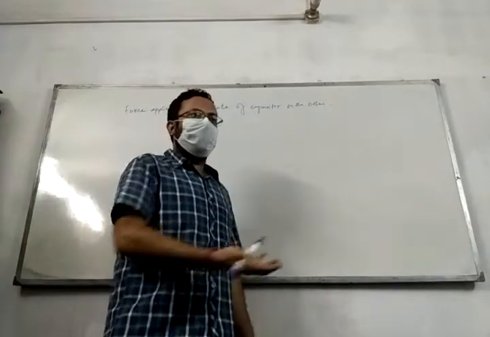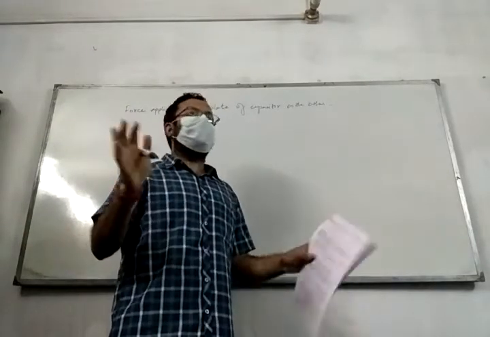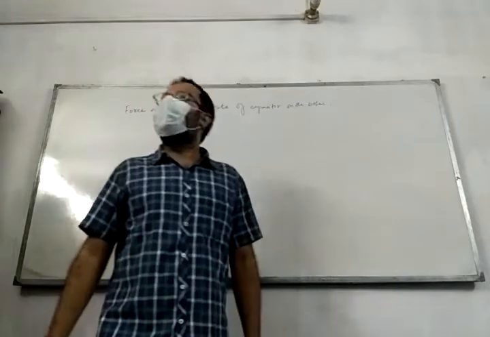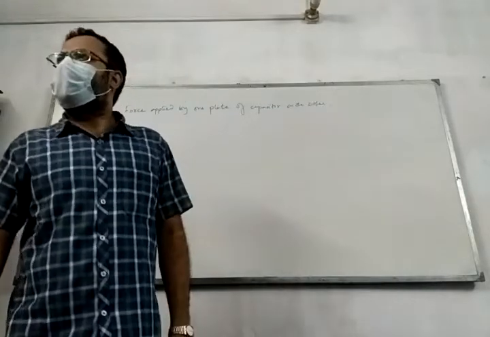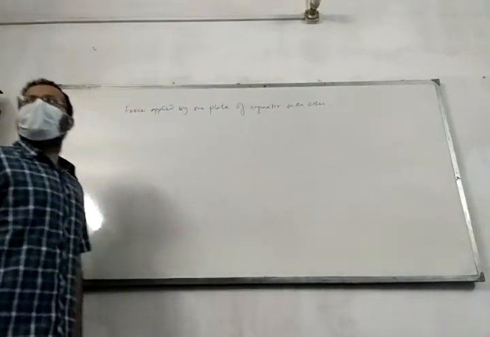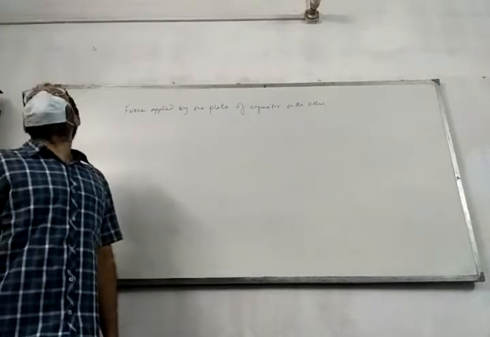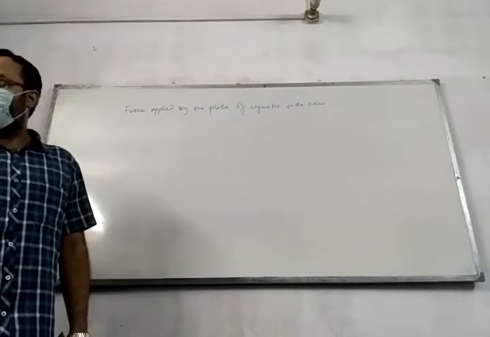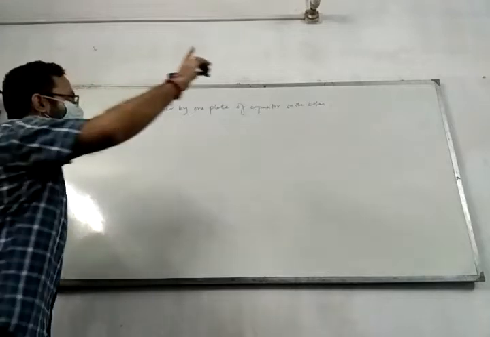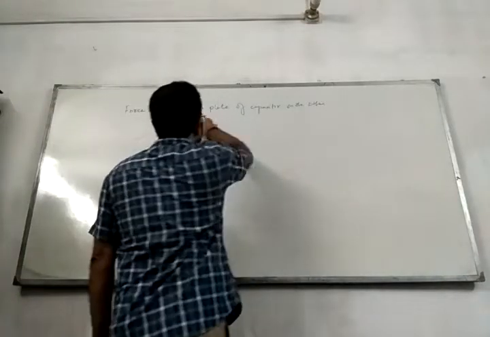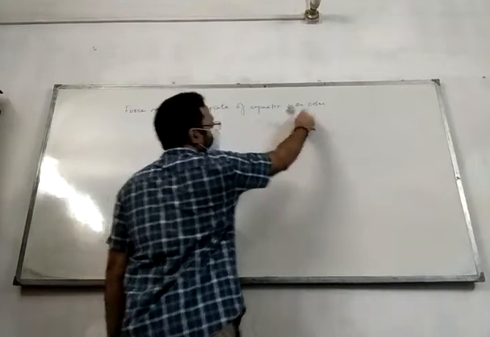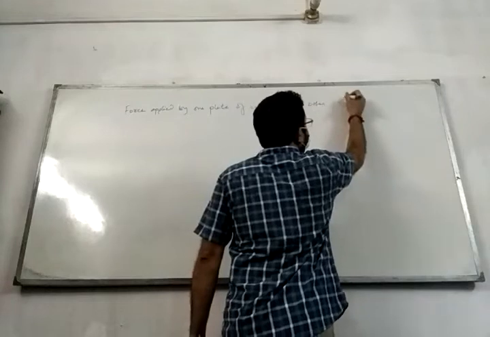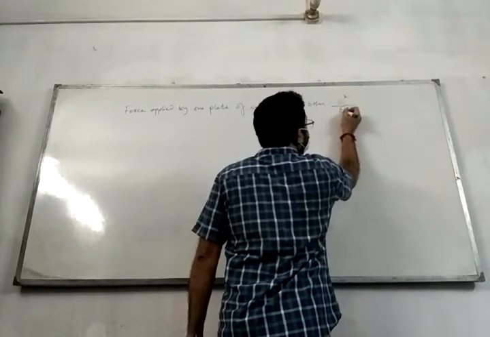How will we find it? Can you give me some hint? I will not tell you again, I have said whatever I had to say. Q square? Which q is it? Okay, q square by epsilon naught, right? I got one answer. The force applied by one plate of the capacitor on the other is q square by epsilon naught.